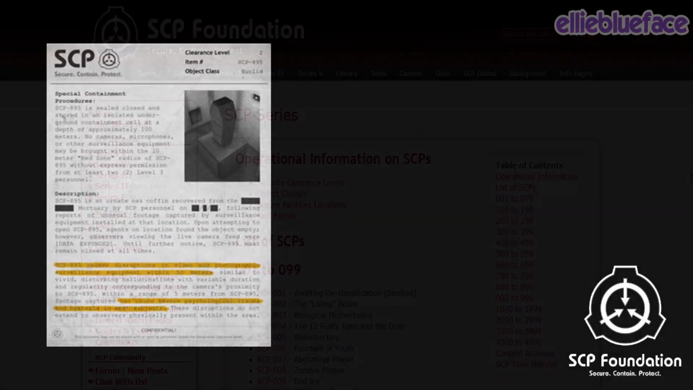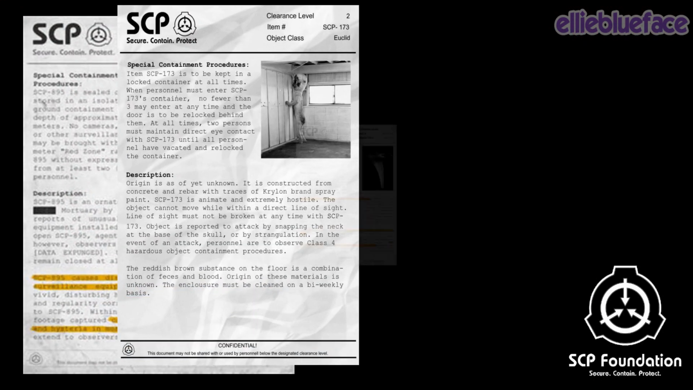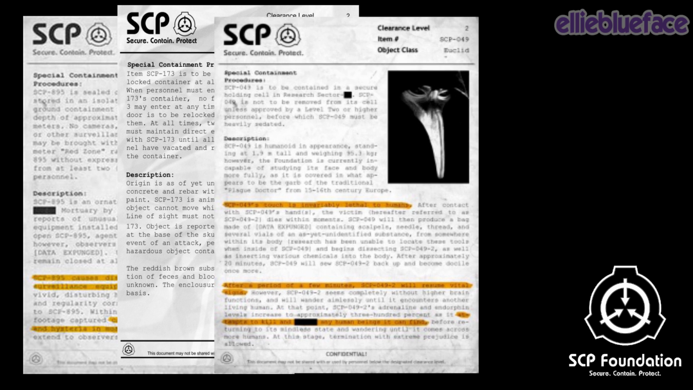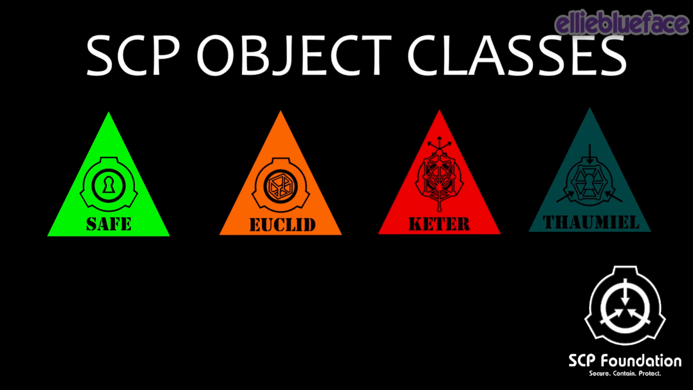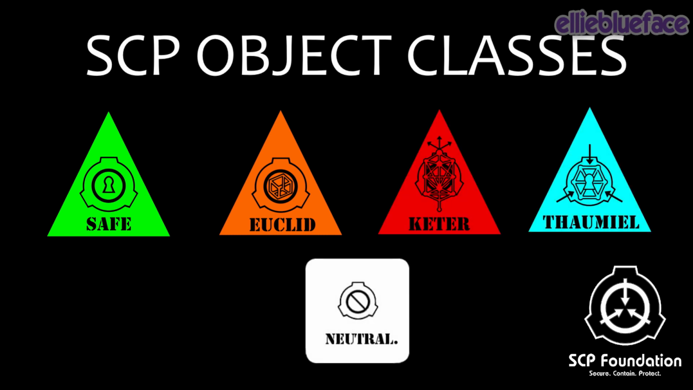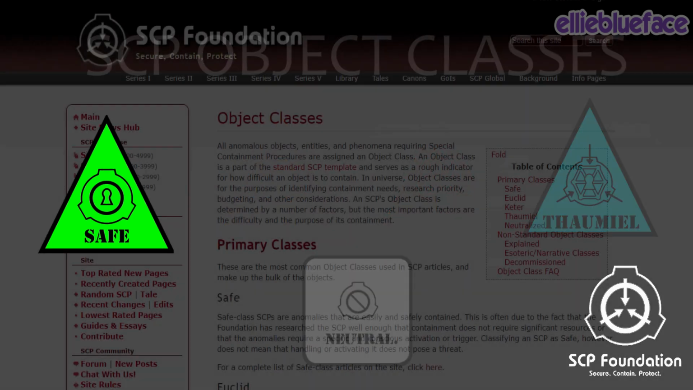The main ones that we're going to talk about today are the object class definitions. Now, every SCP has an object class, and there are 5 main object classes that we're going to talk about today. There's safe, Euclid, Keter, Thaumiel, and Neutralized. The first one we're going to start with is the safe object class.